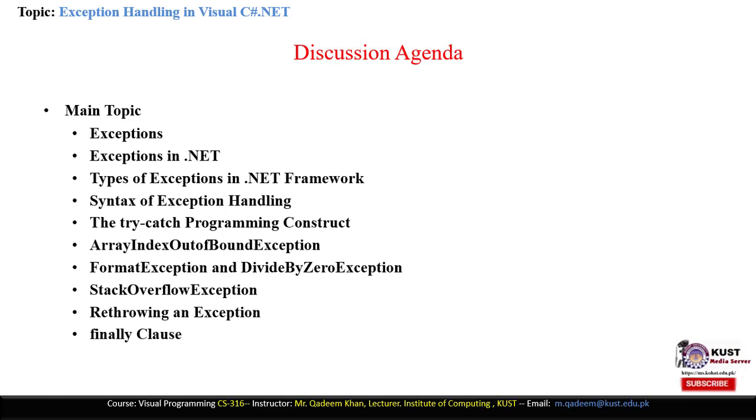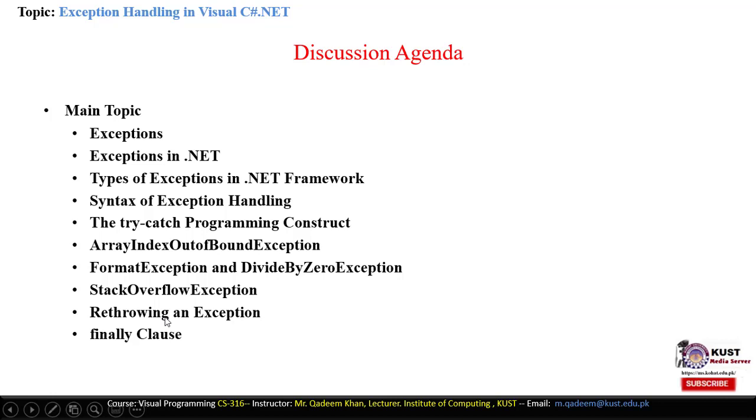This is the discussion agenda. It contains the topics of exception handling and how .NET handles the exceptions. Then we have the types of exceptions in the .NET Framework, and the syntax of exception handling. Here we will discuss the try-catch programming constructs used for exception handling. Then we have different examples of exception handling, including the array index out of bound exception, format exception, divide by zero exception, and stack overflow exceptions.